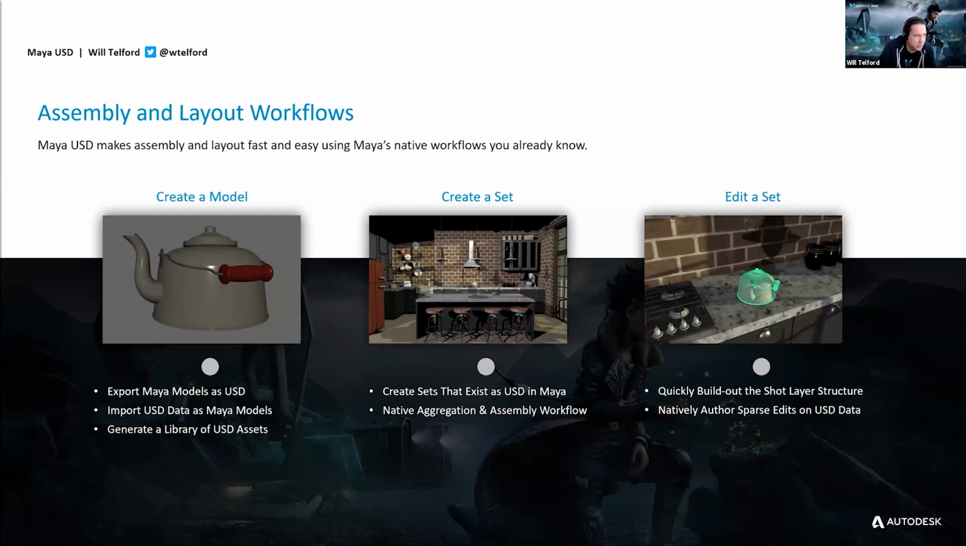So the first section of assembly and layout would be the ability to create a model, right? You want to be able to work like you always have in Maya. You want to generate models from your modeling department, and you want to write those out, but you want to create a library of USD assets. So you want to be able to take a Maya model and convert it to USD data on disk that can be consumed by your pipeline. So that's the creating a model phase, and we'll go into that.